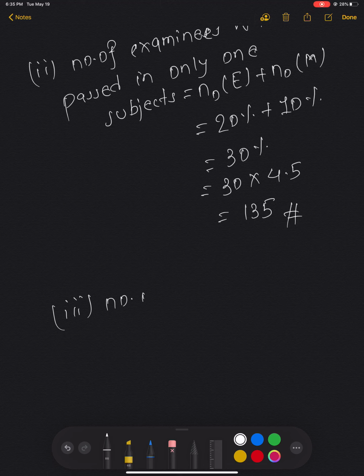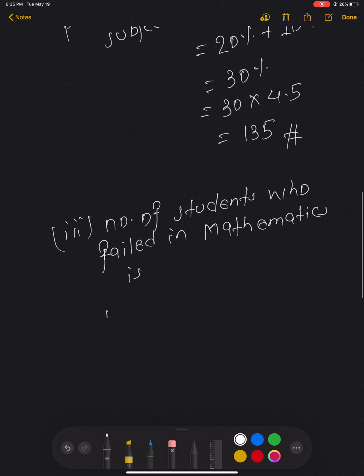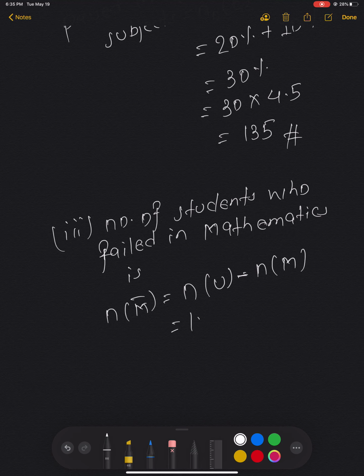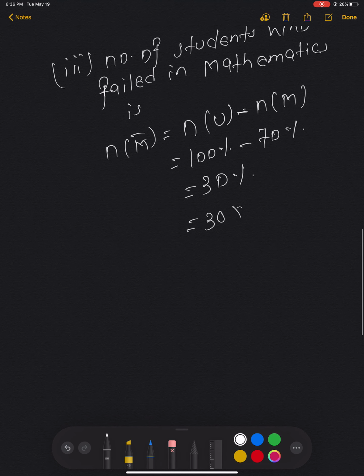The number of students who failed in mathematics is n(M') which is equal to n(U) minus n(M). So U is always 100%, minus 70%, since M is equal to 70%. That gives you 30%, or that is 30 times 4.5, which gives 135.